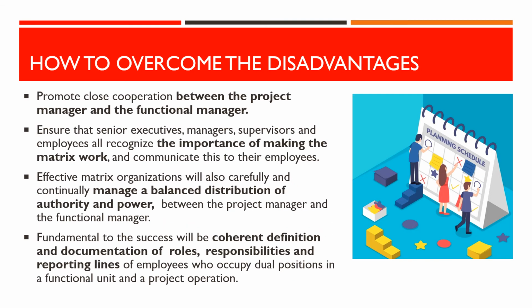To overcome these disadvantages, matrix organizations will typically promote close cooperation between the project manager and the functional manager. Ensure that senior executives, managers, supervisors and employees all recognize the importance of making the matrix work, and communicate this to their employees. Effective matrix organizations will also carefully and continually manage a balanced distribution of authority and power between the project manager and the functional manager. Fundamental to the success will be coherent definition and documentation of roles, responsibilities and reporting lines of employees who occupy dual positions in a functional unit and a project operation.